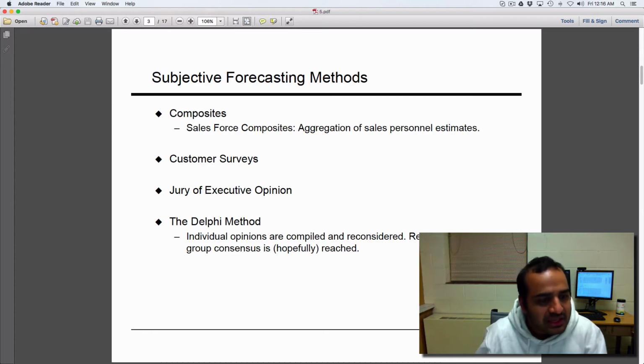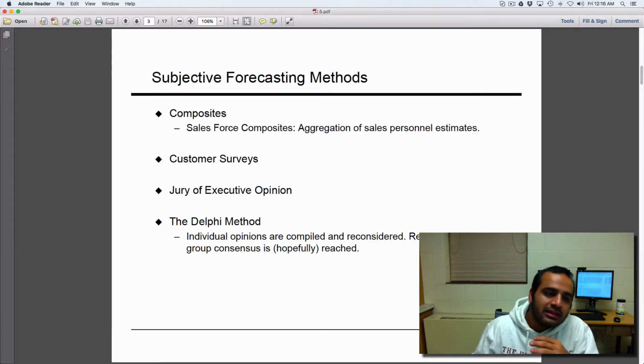Another method to collect data or forecast demand is to use customer surveys. Or you could use a jury of executive opinion, where there is a committee of forecasters and they come up with a forecast and use that collective knowledge. One method that is often used is called the Delphi method. What the Delphi method does is the following. Individual opinions are compiled and then you reconsider them over and over again until a group consensus is reached. All the subjective methods are eventually based on gut feel and judgment.